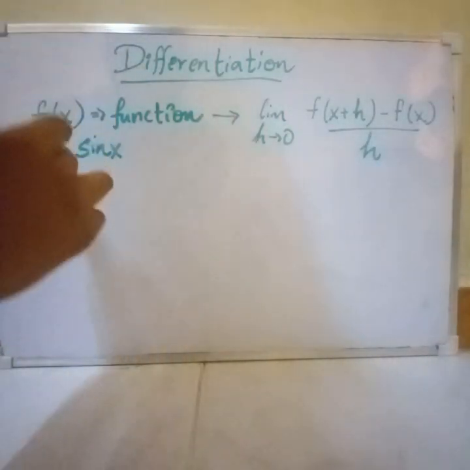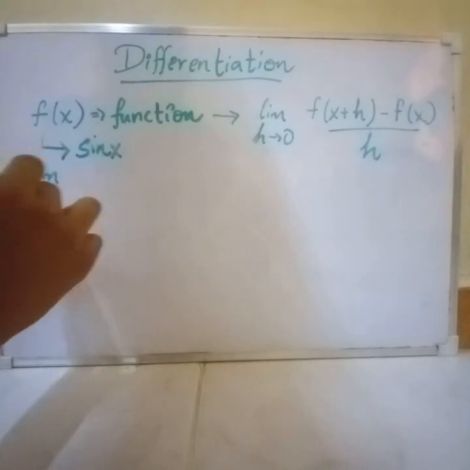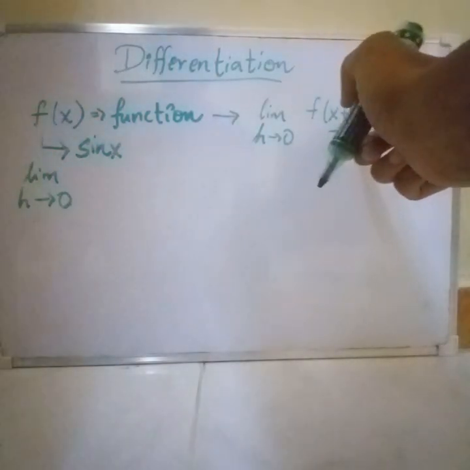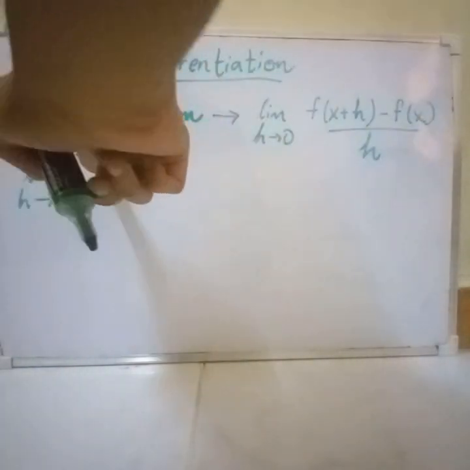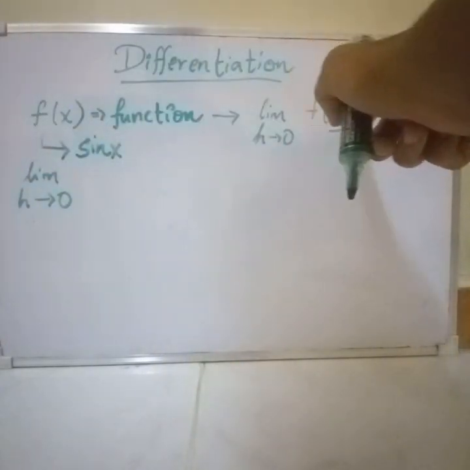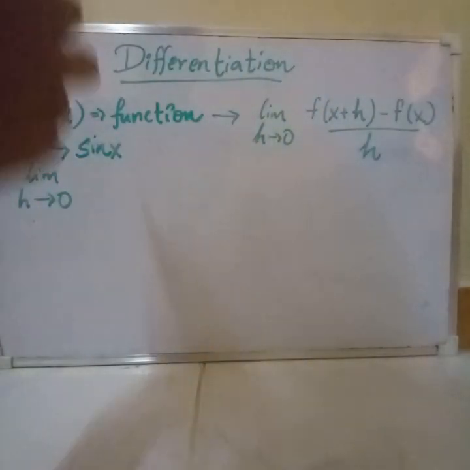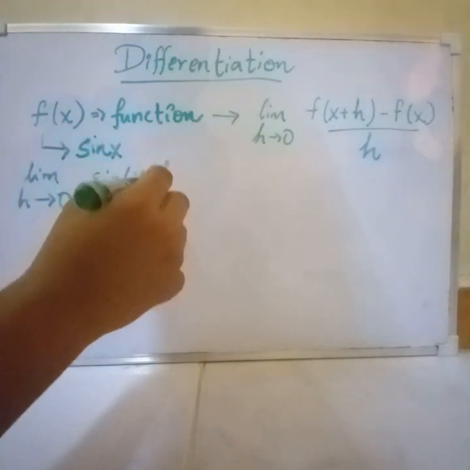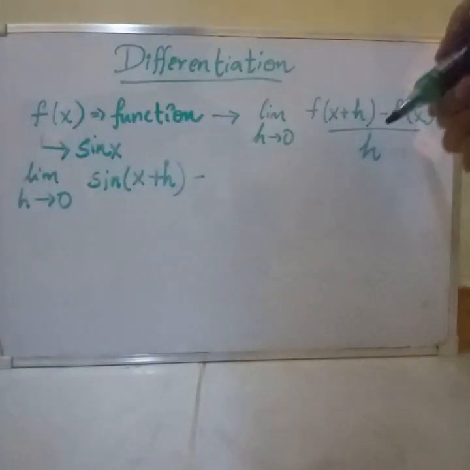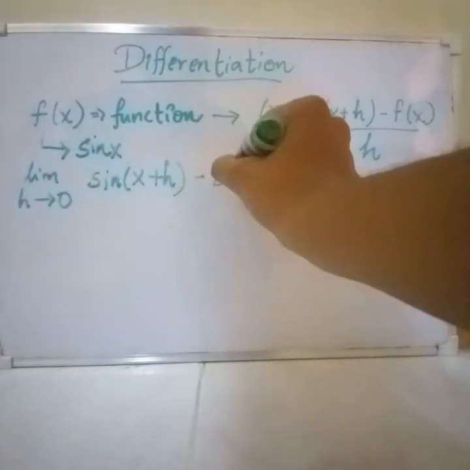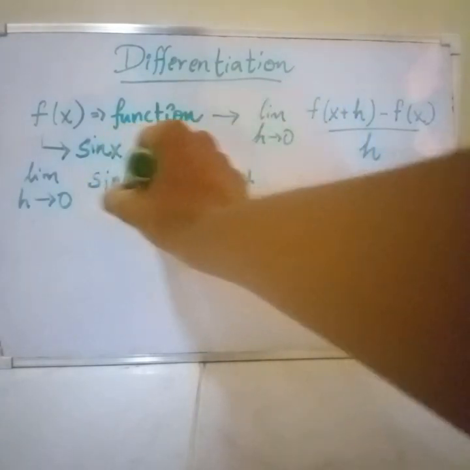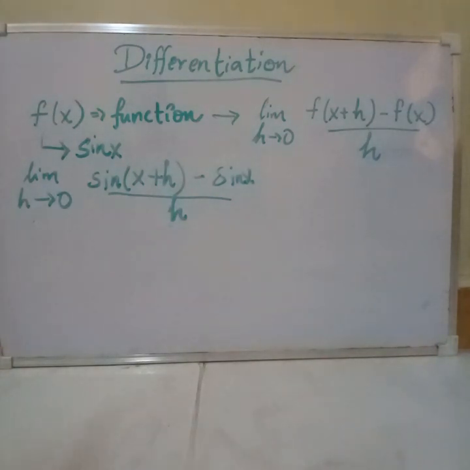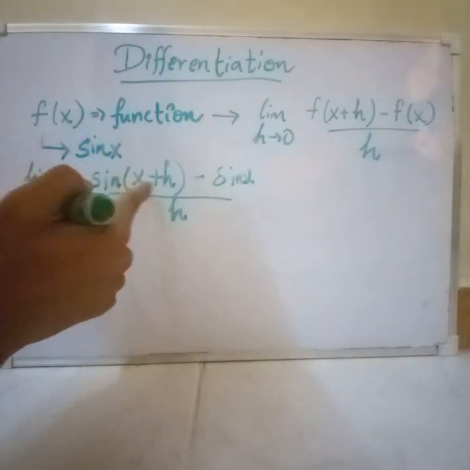First, what we have to do is write the same thing, limit h tends to 0. Now instead of f of x plus h, what is our f here? It's sine x. But instead of x, we are having x plus h, right? So you should write it as sine of x plus h, minus f of x, which is sine x itself, divided by h. So this is the main formula we will be using here, sine of x plus h.